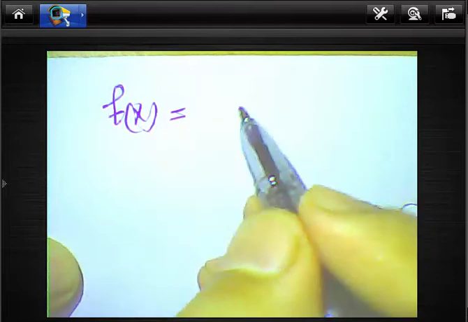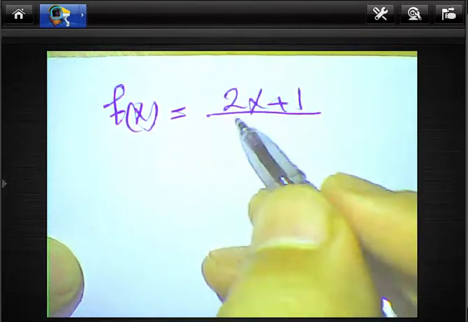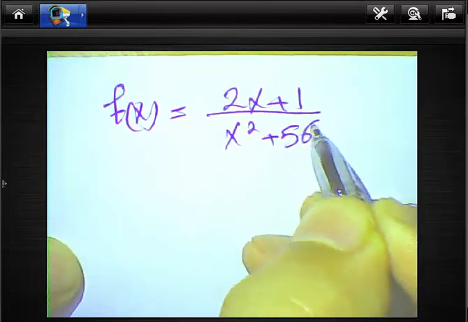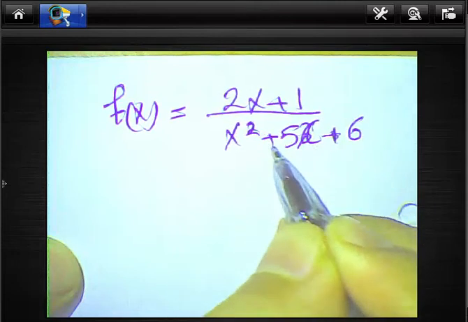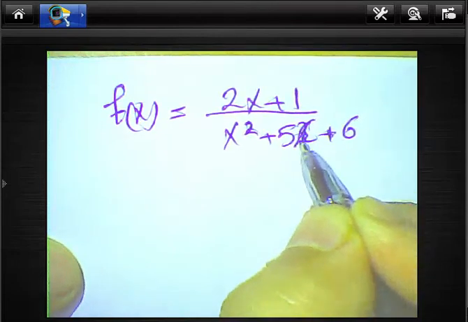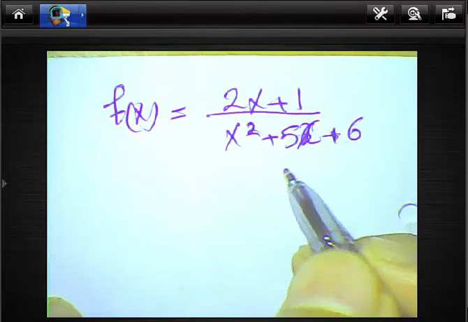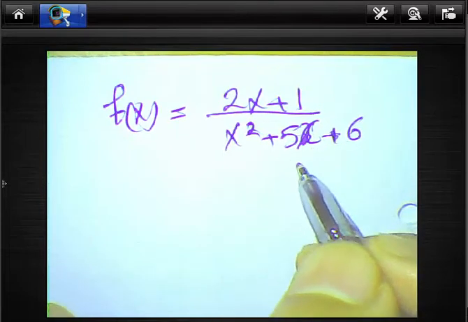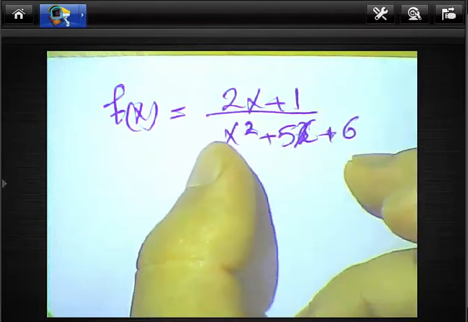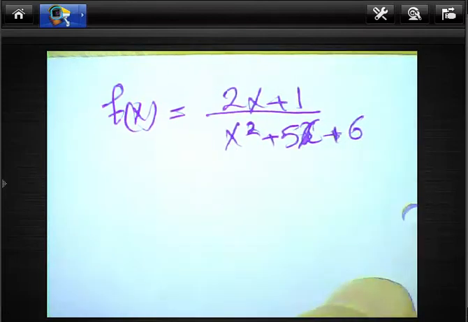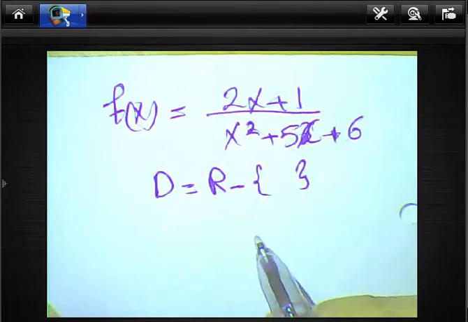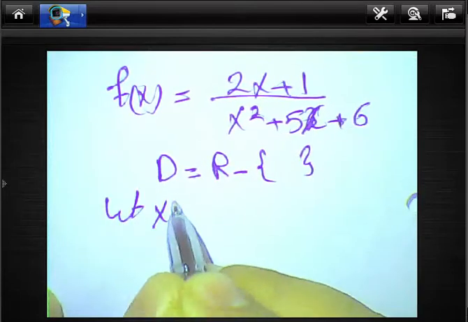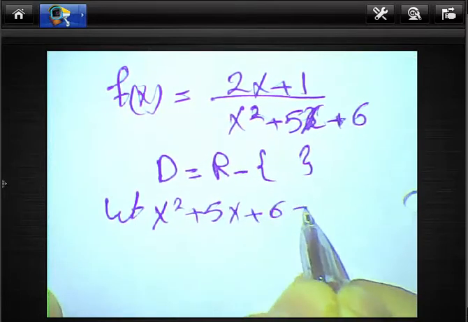Another example: f of x equals 2x plus 1 over x power 2 plus 5x plus 6. We want to find the domain of this function. First, we must put this denominator not equal to 0. We must write this denominator not equal to 0 to find the domain. So the domain will be R subtract the set of zeros of the denominator. So we must write x power 2 plus 5x plus 6 not equal 0.